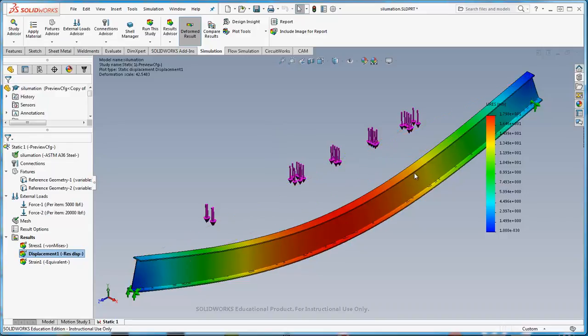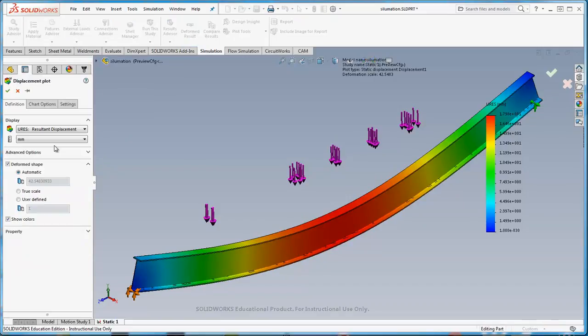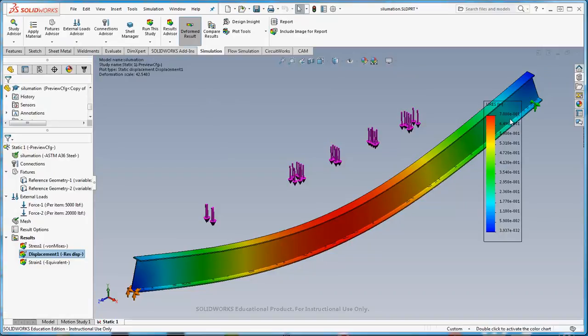So the deflection looks reasonable, that it's deflecting this way, maximum near the middle. And here's my values, but I don't like the display in millimeters, so I just right-click on Displacement Results, Edit Definition, change it to inches, and approve that. And I'm seeing I got about 7/10 of an inch deflection.